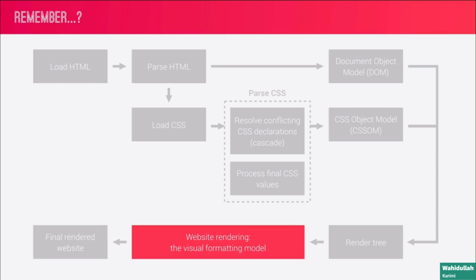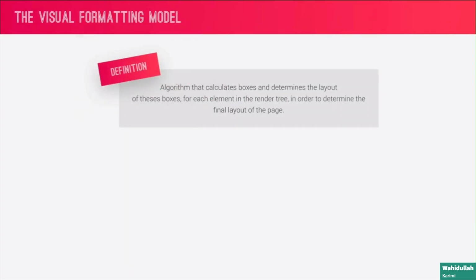What this lecture will do is maybe not so much give you new tools, but it will summarize a lot of the CSS that you actually already know and put it in a more meaningful context. So, the CSS visual formatting model is an algorithm that calculates boxes and determines the layout of these boxes for each element in the render tree in order to determine the final layout of the page. This model is one of the fundamental concepts of CSS, which is why I decided to include it in the course.